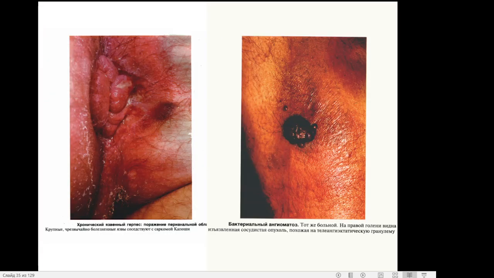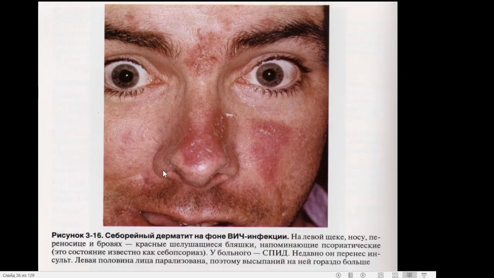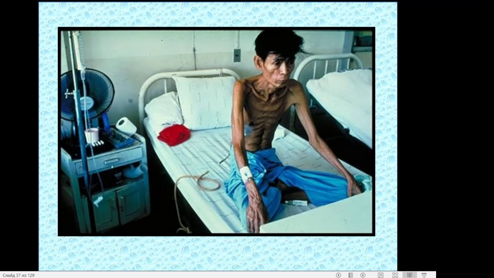Now here is an example of chronic angiomatosis. Here this slide is angiomatosis. It is a vessel tumor. Here chronic herpetic infection, dermatitis in a patient with HIV. This is cachexia in a patient with HIV.